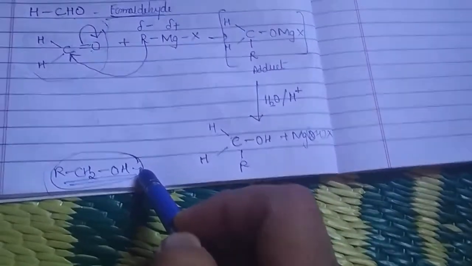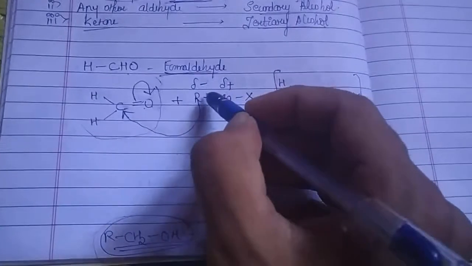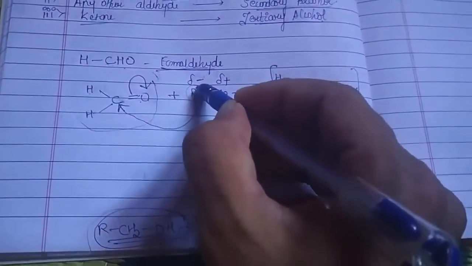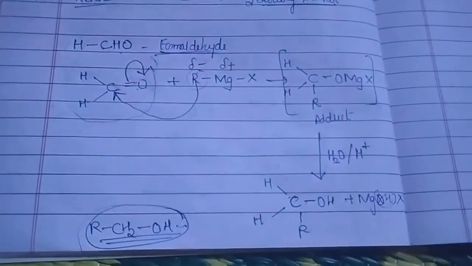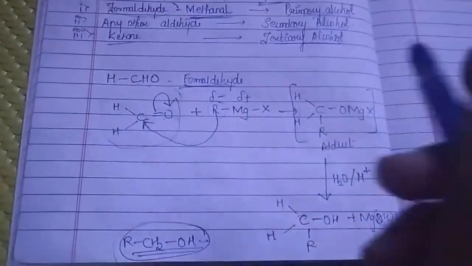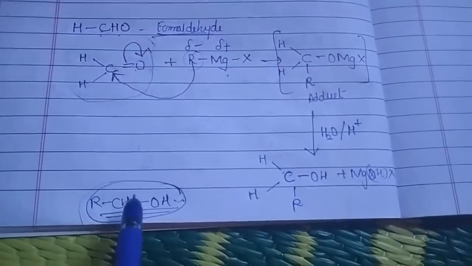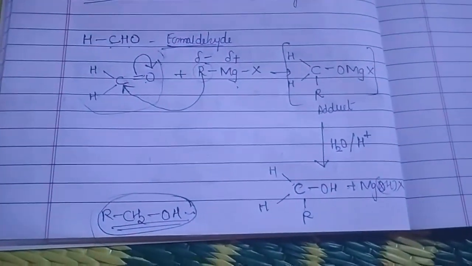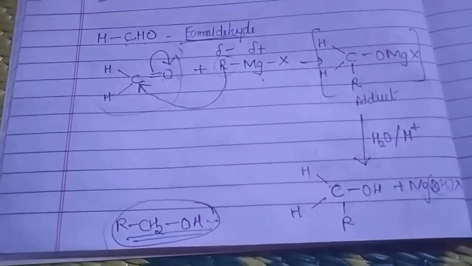We would be getting what? Primary alcohol. The name of the alcohol depends upon what type of alkyl group is present in your Grignard reagent, but that is not the matter over here. The major concept is: whenever a formaldehyde is treated with a Grignard reagent, we would be getting a primary alcohol. Okay. Now let us check any other aldehydes.